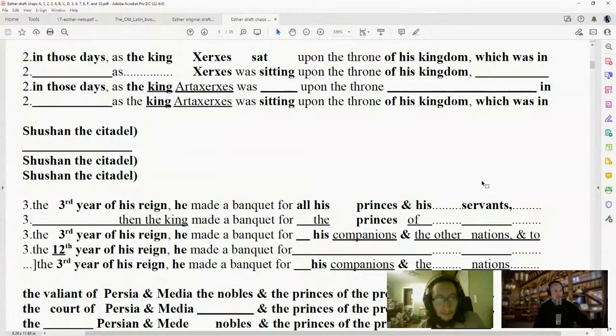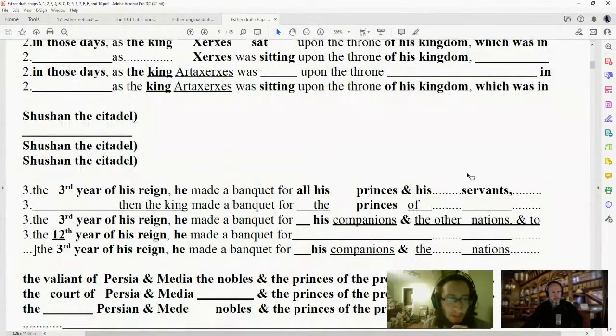In verse 3, two of the versions say the third year of his reign. Josephus agrees with the third year. Old Latin, for some reason, says the 12th year of his reign. So we're not quite sure how that reading came to be. But the third year reading is probably correct because it agrees with both the Masoretic and the Septuagint, and Josephus corroborates it. So that's probably the correct reading.